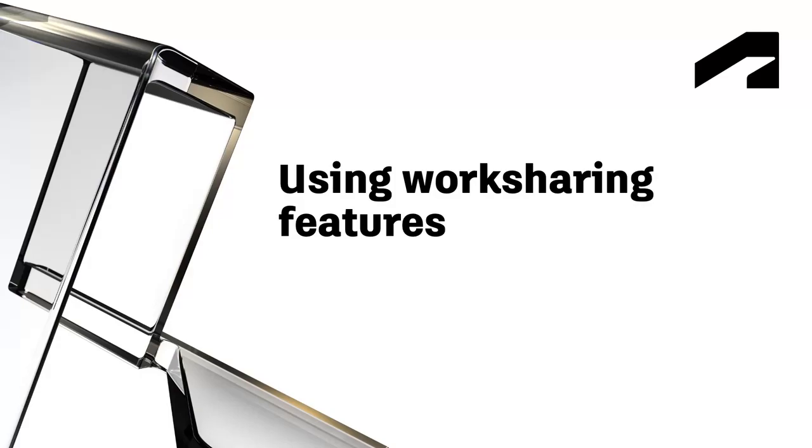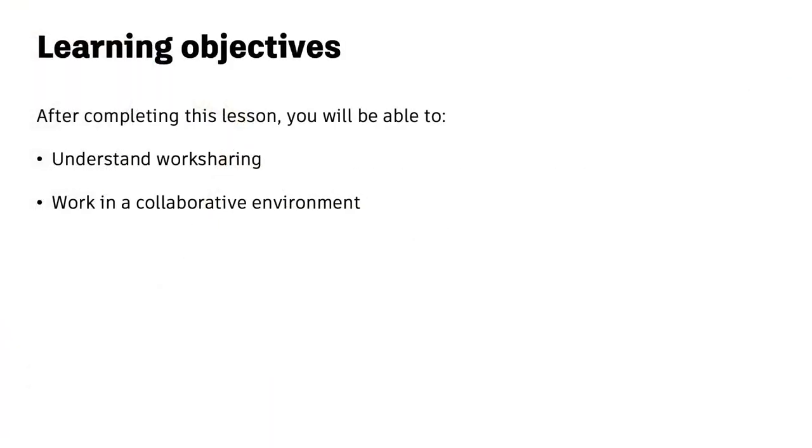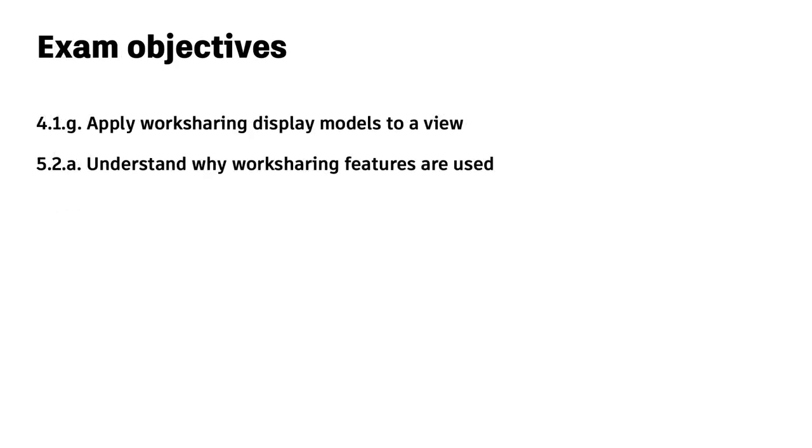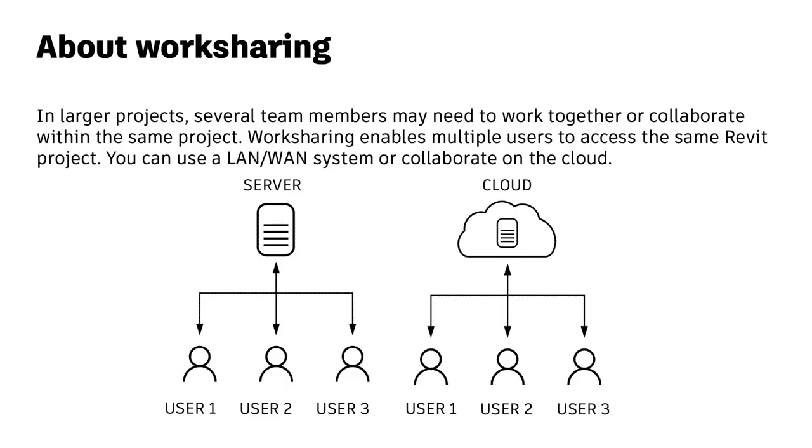After completing this lesson, you will be able to understand work sharing and work in a collaborative environment. The objective domains covered are 4.1G, apply work sharing display modes to a view, and 5.2A, understand why work sharing features are used. In larger projects, several team members may need to work together or collaborate within the same Revit project. Work sharing enables multiple users to access the same Revit project and file.